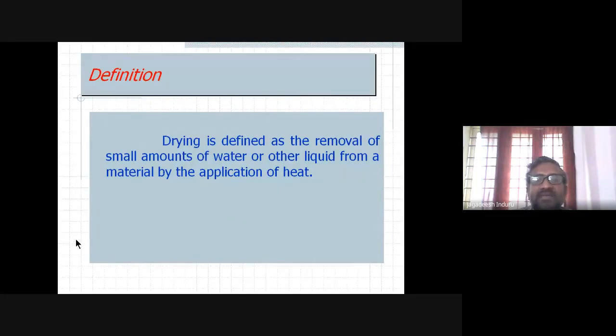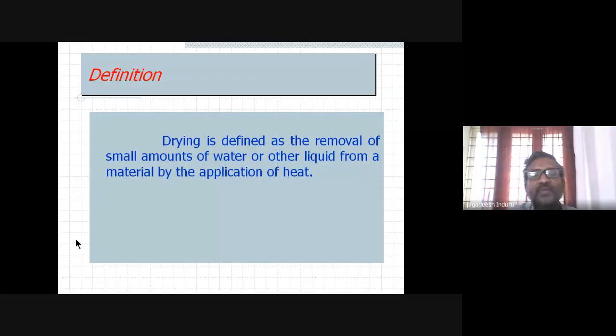So this is in the drying. It is a removal of the small amounts of water or other solvent from a material by the application of heat. Now, water is generally what we are going to use. It is a universal solvent, but we are also going to use other solvents like maybe acetone or ethanol or methanol or any liquid which we are using in our pharmacy. We need to remove them. So it need not be always water. That is one thing you need to remember.